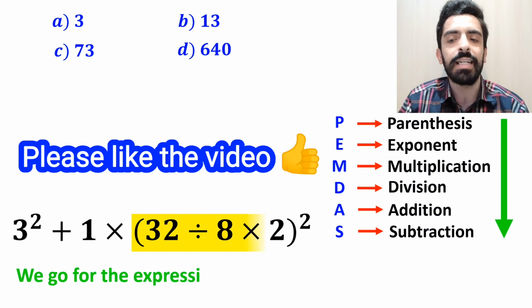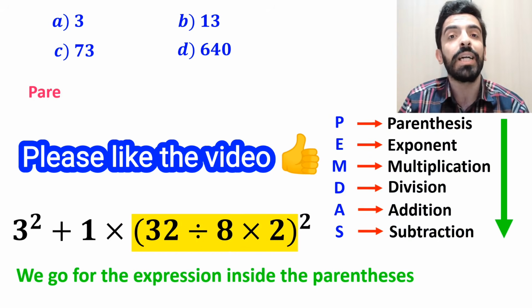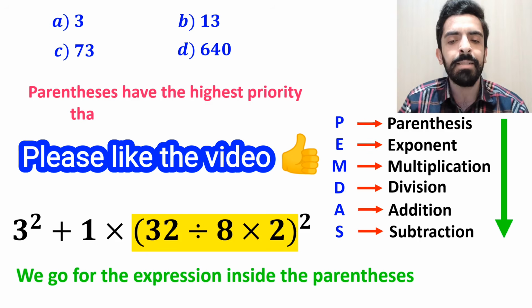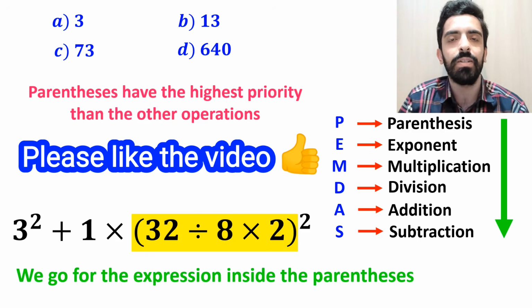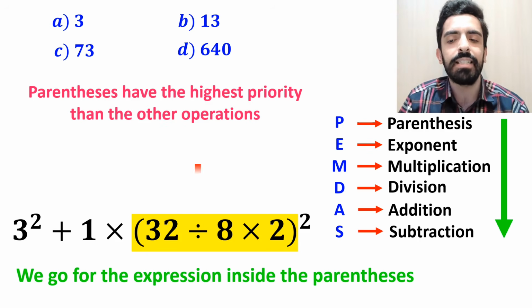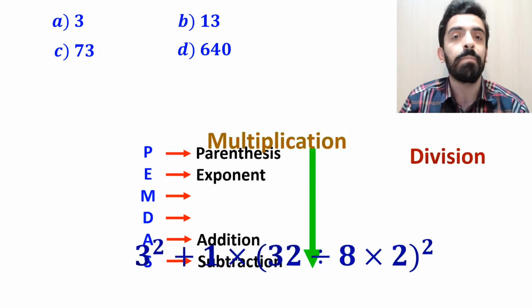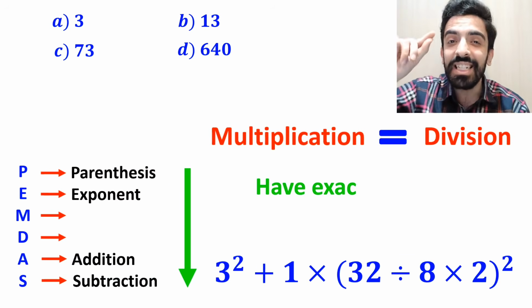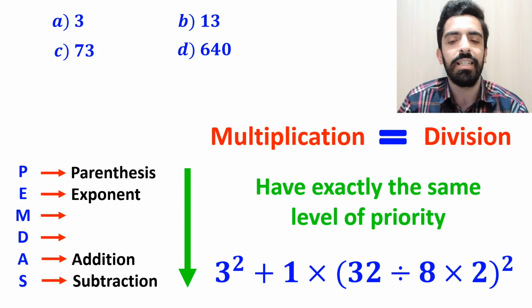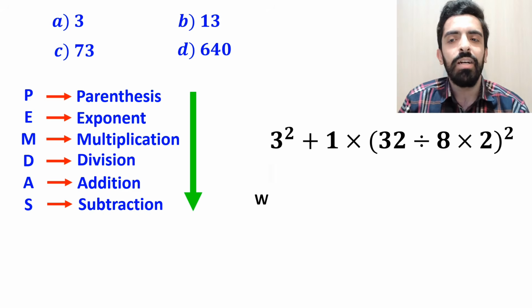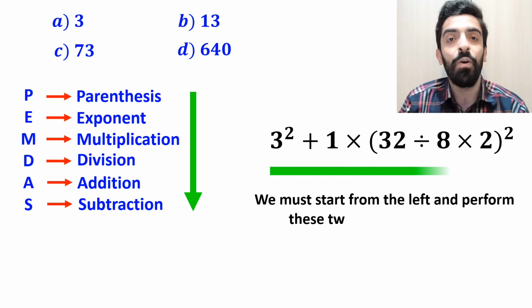So, first we go for the expression inside the parentheses, because parentheses have the highest priority than the other operations. And inside the parentheses, first we have a division sign and then a multiplication sign. It's very important to note that multiplication and division have exactly the same level of priority. In this situation, we must start from the left and perform these two operations in order.